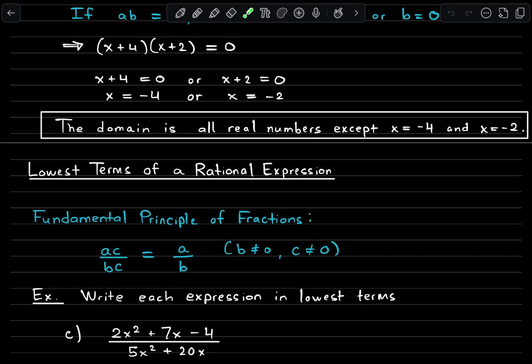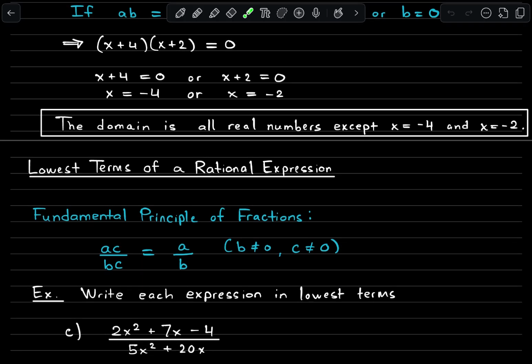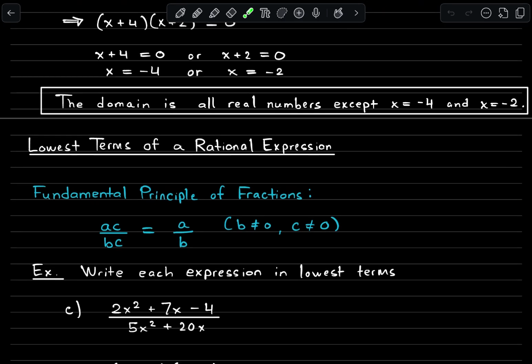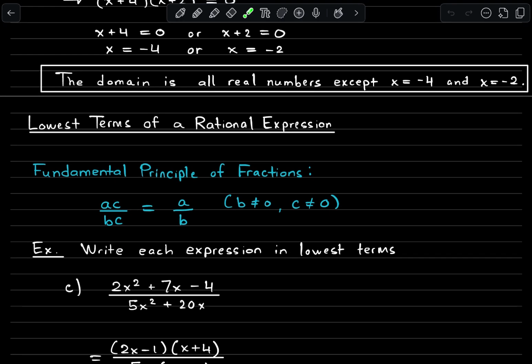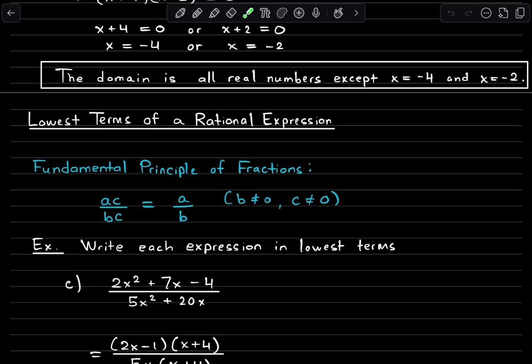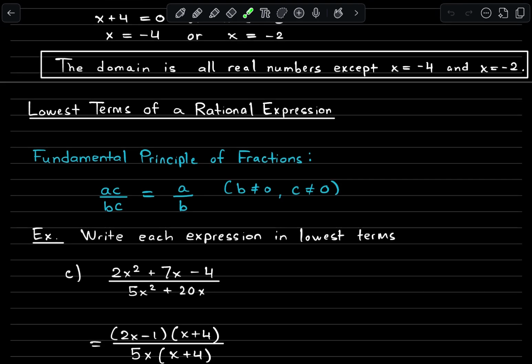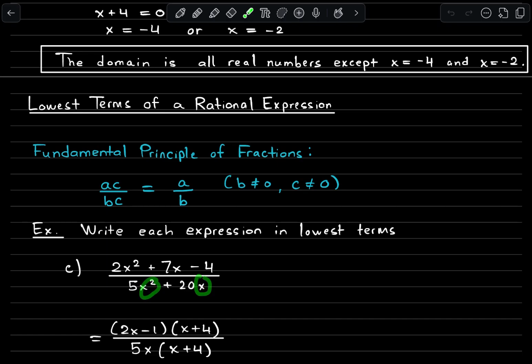So in example C, we've got 2x squared plus 7x minus 4 over something. Well, we can go ahead and factor the top. That's going to give us 2x minus 1 times x plus 4, and you would do this via your AC method that we went over last class. And the bottom, we're just looking for the greatest common factor. Both have a multiple of 5 to give out. Both have at least one x to give out, so we can factor out a 5x. So we'll be left with x plus 4 in the denominator as well.